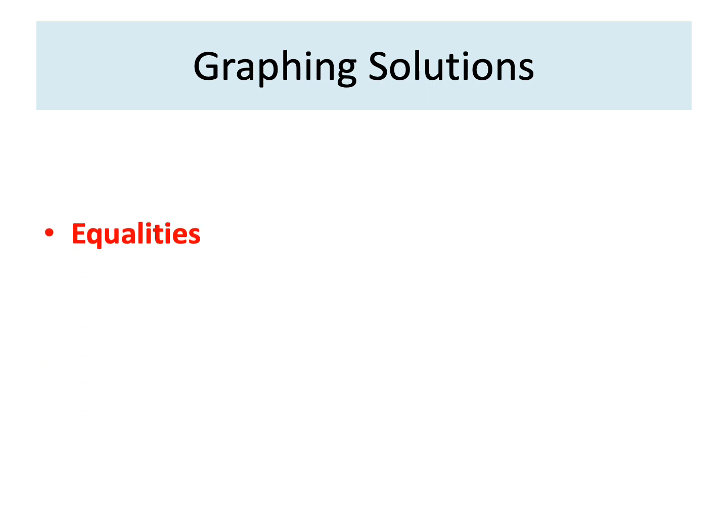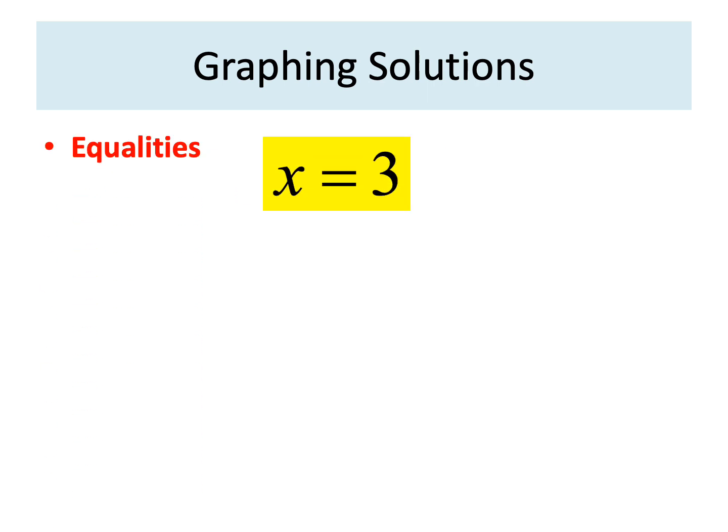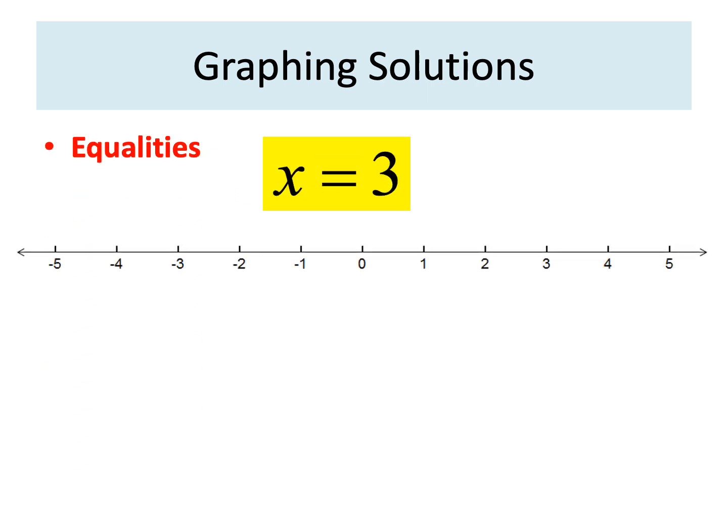Graphing solutions. For equalities, if the answer is x equals 3, it would be kind of boring to graph the answer. There's the answer. x is the value 3. There's one answer there, right? For quadratics, of course, you might potentially get 2 answers, so there might be 2 dots. But it's kind of boring for equalities.